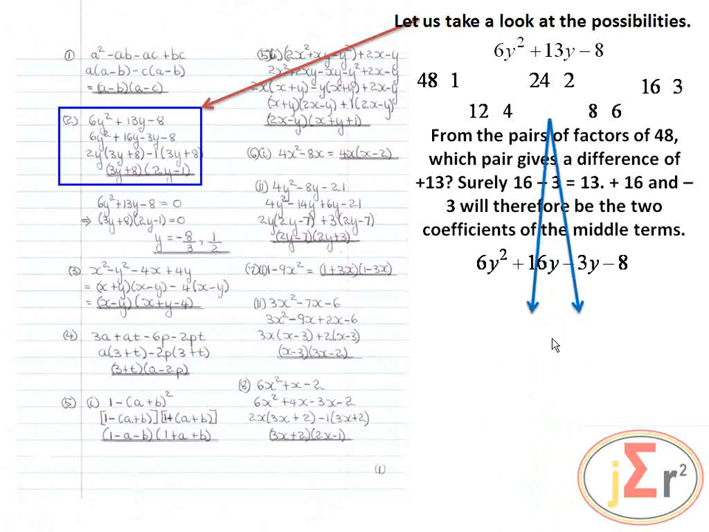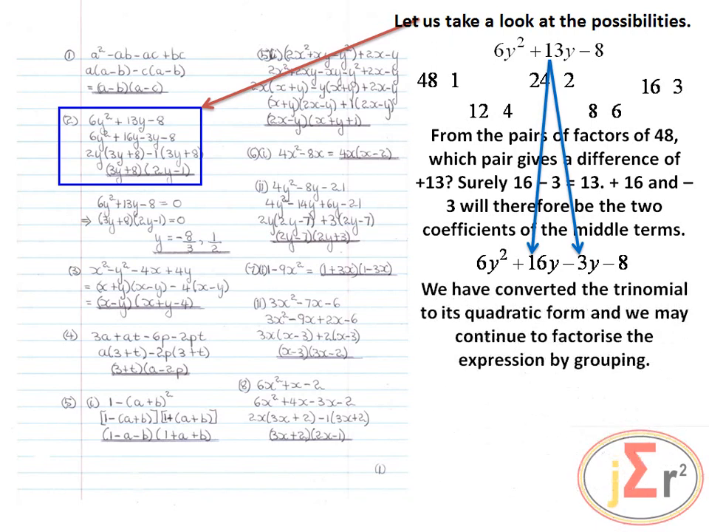Those will be the coefficients of the two middle terms. So instead of having a positive 13y, we have a positive 16y, and the other one is negative 3, so we have a negative 3y. So we have resolved the middle term into its two components, and we will continue to factorize. We have converted the trinomial to its quadratic form, and we may continue to factorize the expression by grouping.